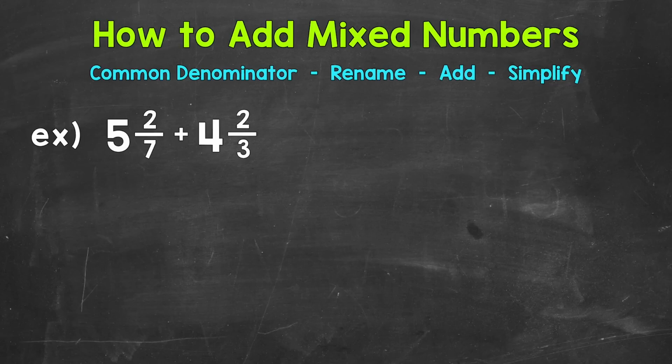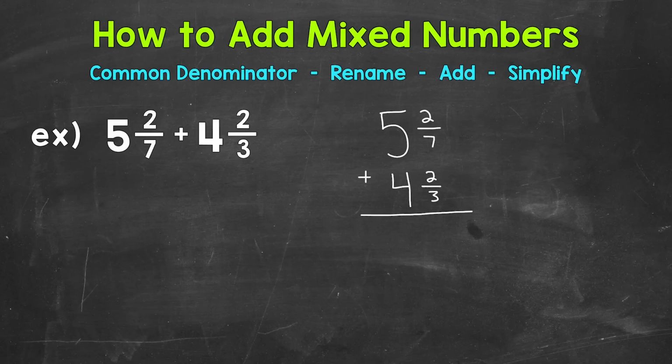Now we're going to start with addition. Let's jump into our example where we have 5 and 2/7 plus 4 and 2/3. The first thing that I'm going to do is rewrite this problem vertically, so up and down, lining up the fractions and whole numbers. So we'll start with 5 and 2/7 plus 4 and 2/3. So once we do that, we need to find a common denominator.